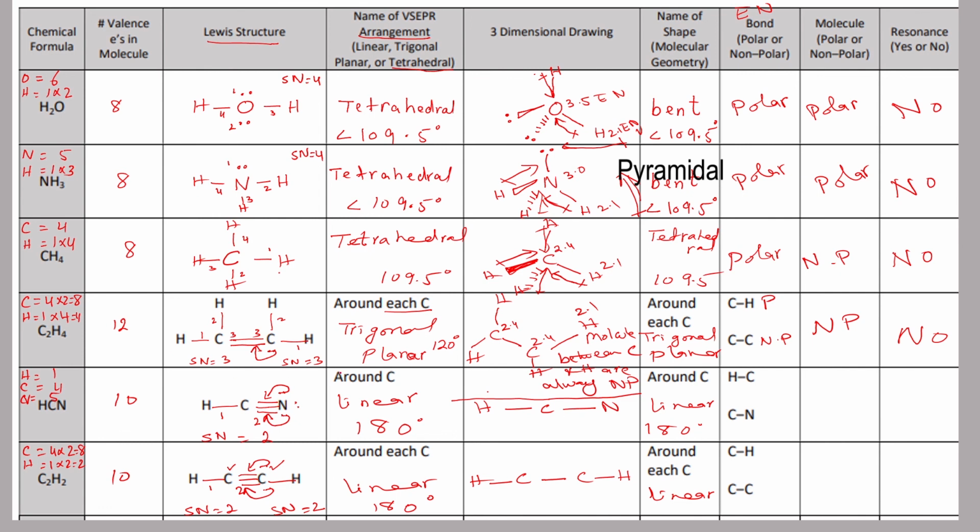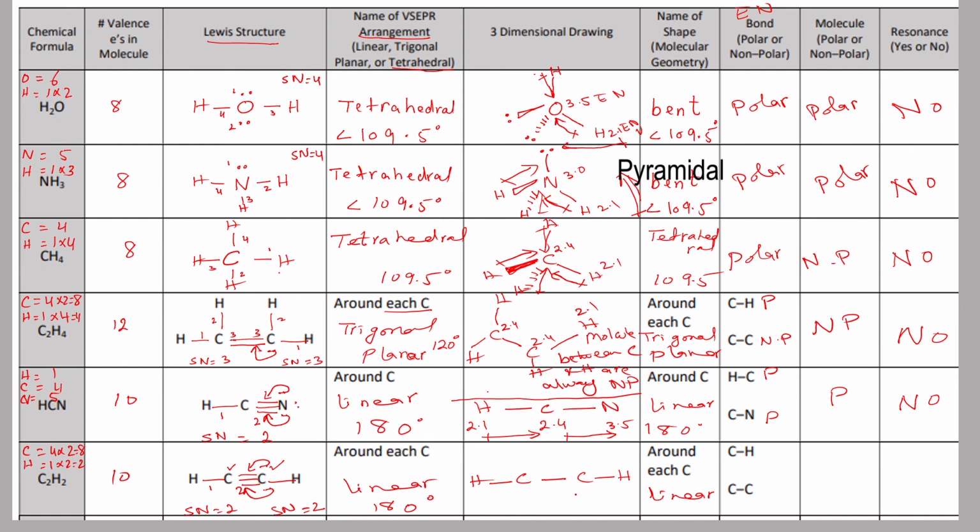Next, we have hydrogen, carbon, and nitrogen. Hydrogen is 2.1, carbon is 2.4, nitrogen is 3.5 electronegativity. So yes, the carbon-hydrogen bond is polar, and the carbon-nitrogen bond is polar. For the molecule, if you look at the dipoles, the dipole goes from the less electronegative to the more electronegative, so the dipoles are going in the same direction. They are going to add up, and this molecule will be a polar molecule. And again, this multiple bond that we have here is a fixed bond, so the resonance for this is going to be no.